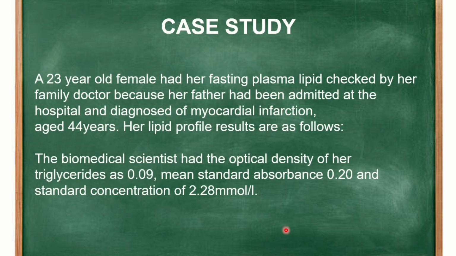Okay. Whoa, we are almost through. So let's do this case study and then we're out of here. A 23-year-old female had her fasting plasma lipids checked by the family doctor because her father had been admitted at the hospital and diagnosed with myocardial infarction at age 44. The biomedical scientist had the optical density of the triglyceride to be 0.09, the standard absorbance to be 0.20, and the standard concentration to be 2.28 millimole per liter.